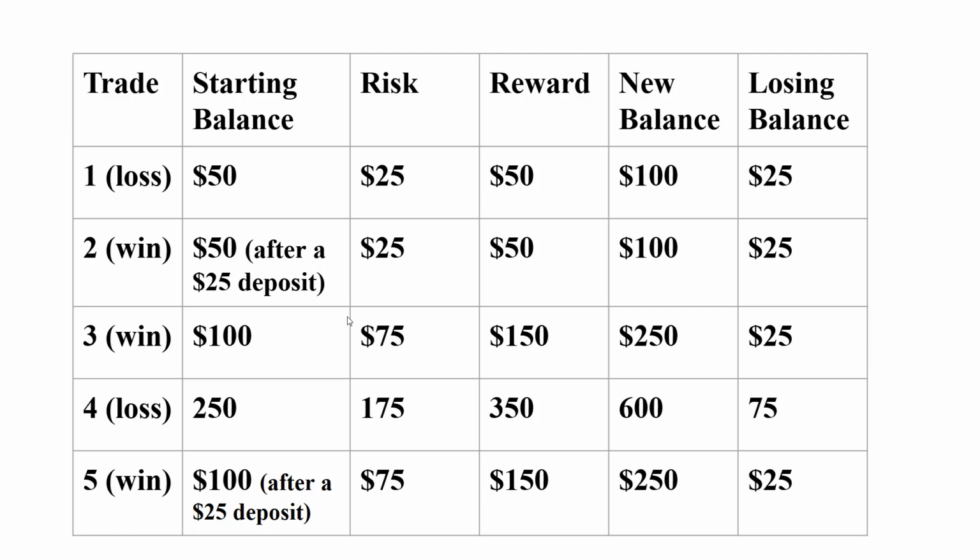And then guess what happens? We win the next trade. We've turned 100 into 250. Now we risk 175. So now we're nervous, but we've lost. And what's our new balance? $75. What do you do? You really have 2 options. You can either try again with the 75 or just make a $25 deposit and you start at level 3. Okay, you start at level 3.